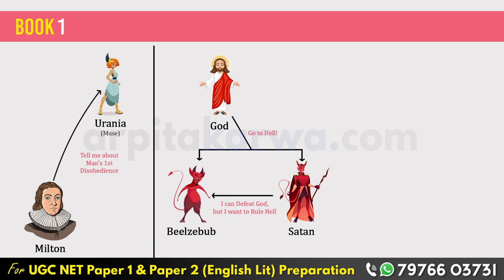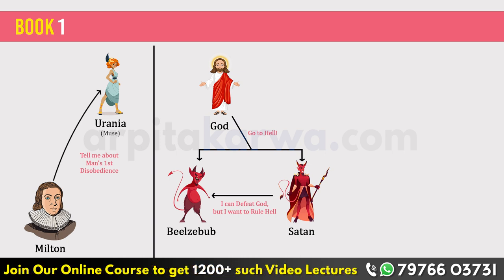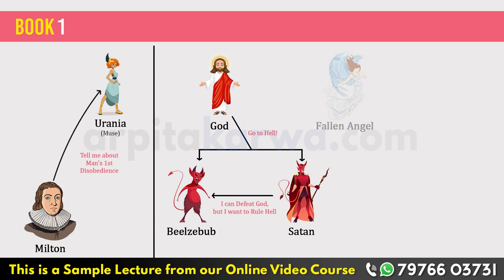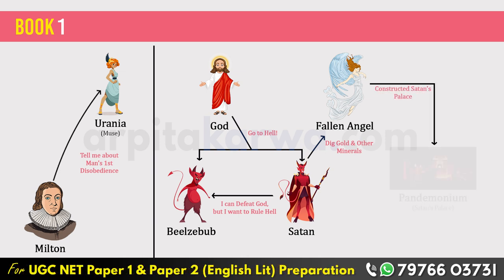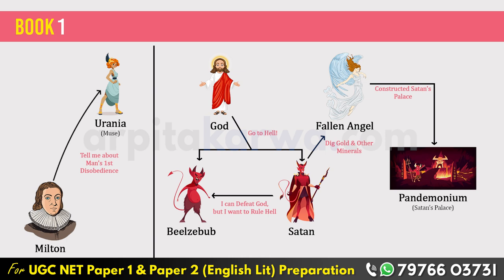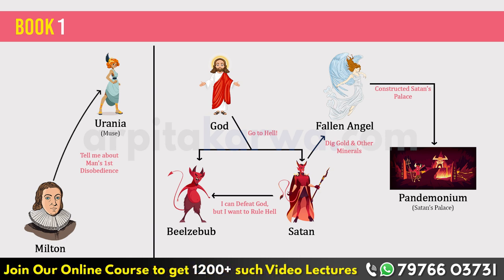Now, after saying this, Satan tries to make the best of his situation in hell. According to him, it is better to rule hell than to serve in heaven. Now, when he has fully made up his mind, he asks an army of fallen angels to get up. They all start to dig the ground and find gold and many other minerals. They further build a temple which is known as Pandemonium, which will now be Satan's throne and a meeting place. So if someone has watched the series Lucifer on Netflix, you will be well aware of this throne.